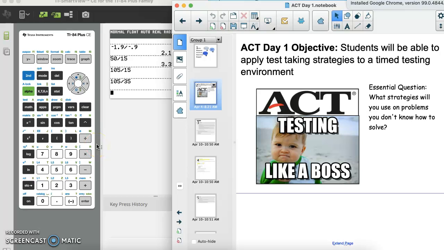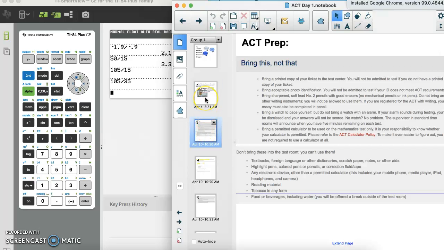All right, today we're going to start working through practice ACT, so we need to think first about a couple strategies. You've been going through, I'm sure, quite a few of them, but the ACT is unique, so let's just talk about some of that. First off, ACT has a whole list of things you can't use or bring into the ACT.